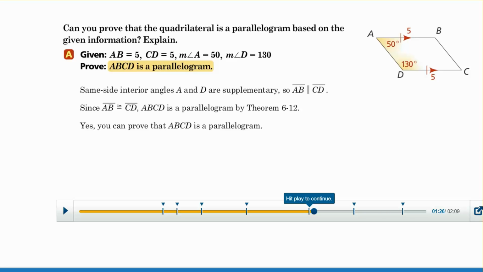Okay, and we'll stop there and not do the rest of the problem because we have shown that ABCD is a parallelogram. We've shown that one pair of opposite sides is both congruent, they're both 5, and parallel, because 50 and 130 are same side interior angles, making AB parallel to DC.